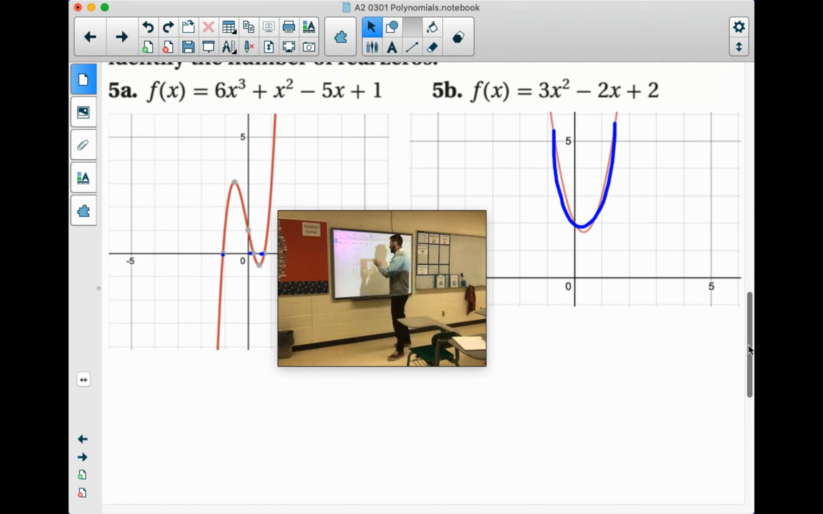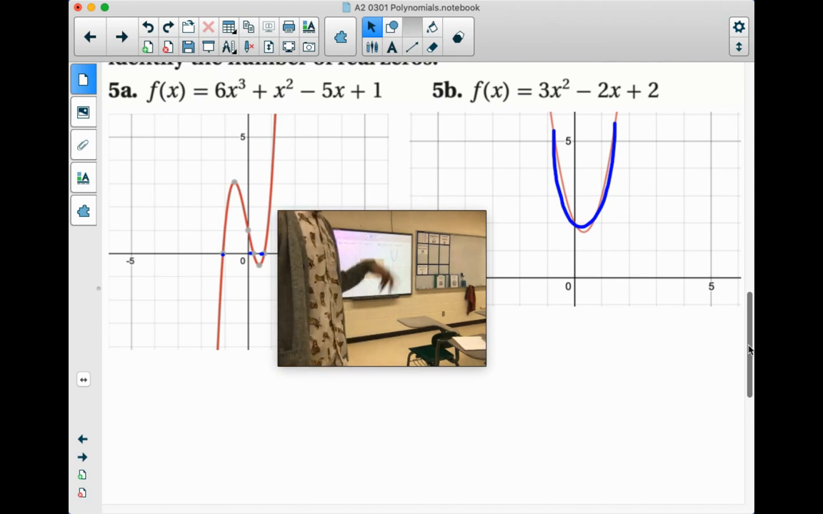But that's it. We're just kind of taking a quick look at some of these graphs and their behavior. We'll get more to those later.